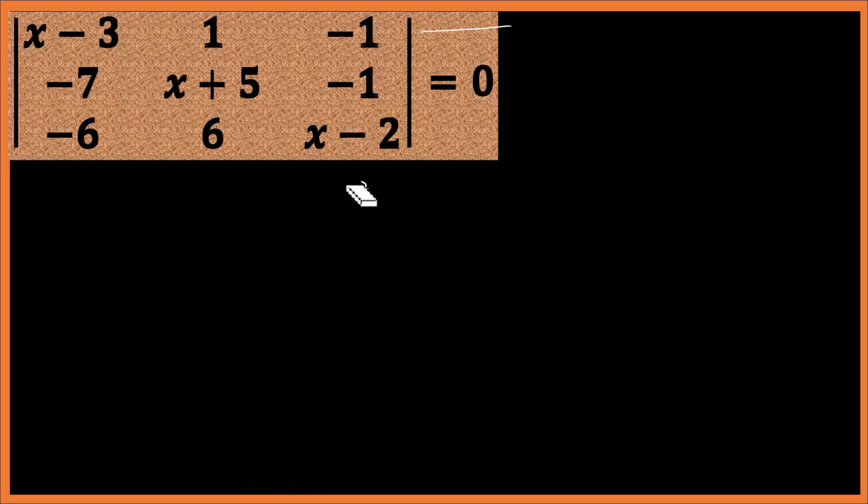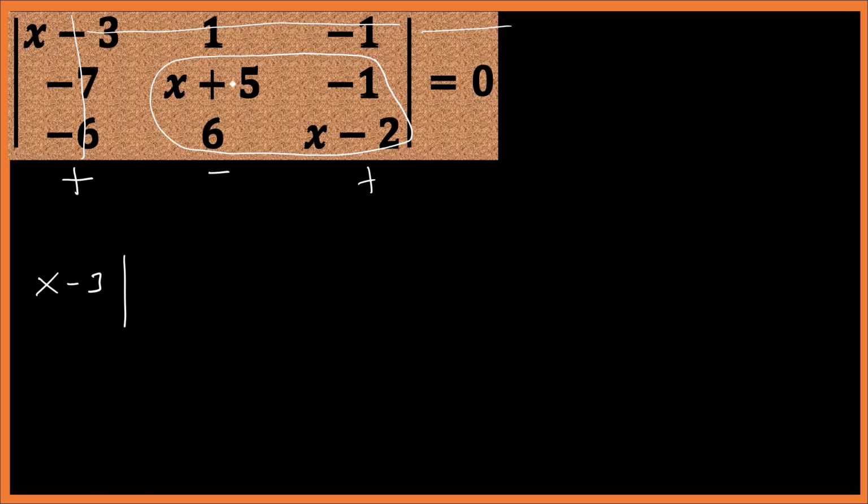Before we can solve this, there is a pattern that we need to follow. If we go this way, we have plus, minus, plus. If I stand here, I dissolve this row and this column, and I have this left. So it will be x minus 3 times the determinant of this: x plus 5, minus 1, 6, x minus 2. Now what is the sign here? The sign here is plus, so this side is positive.